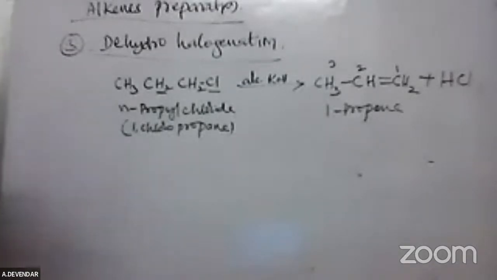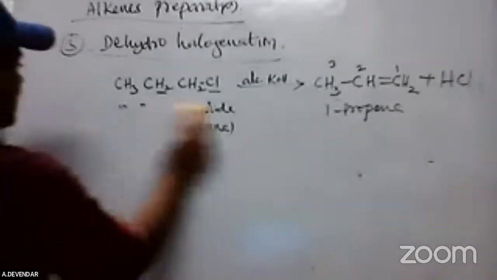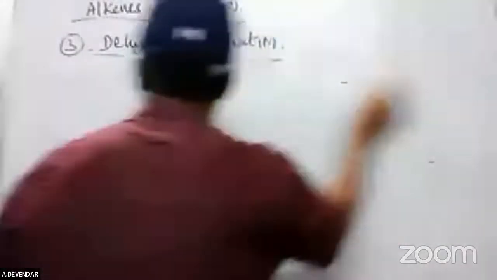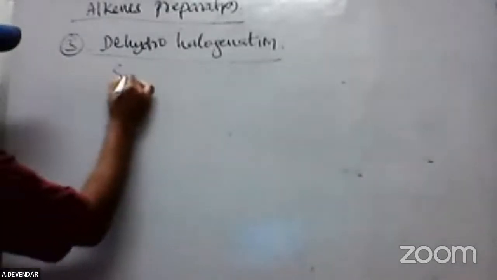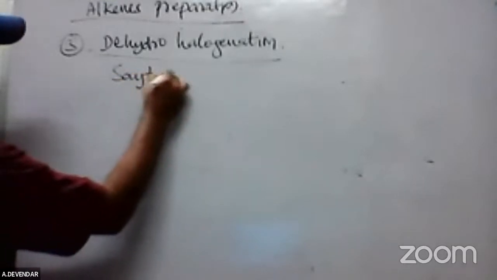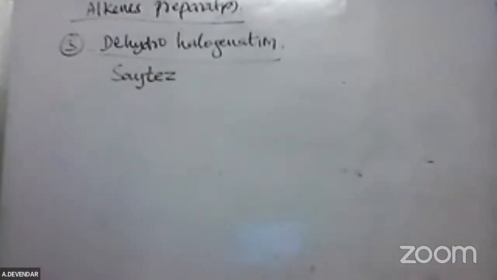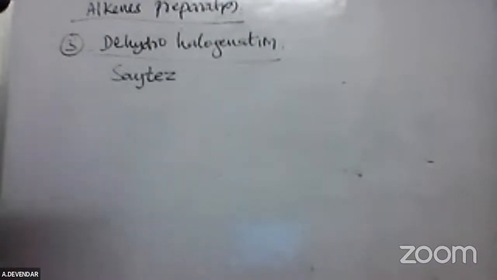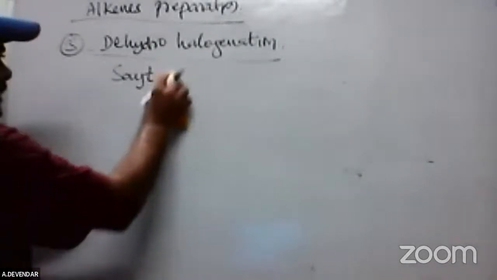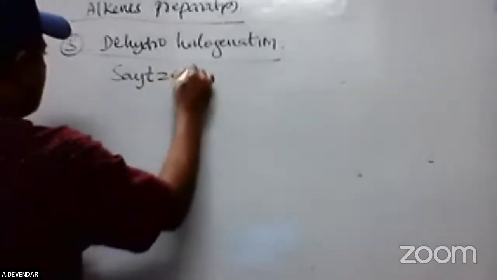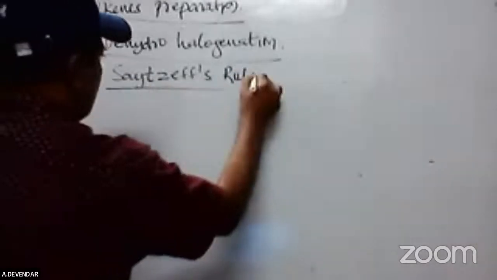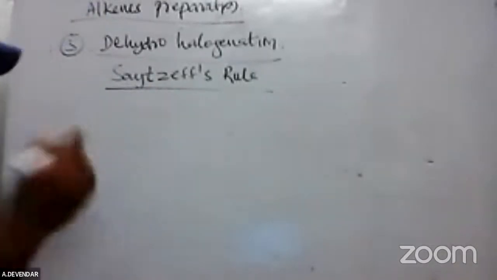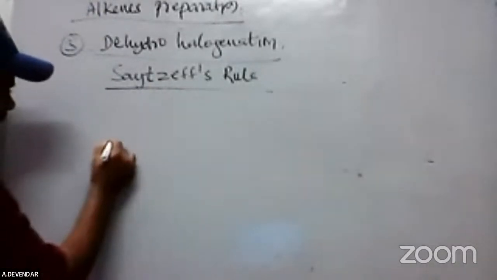So this is how dehydrohalogenation takes place. If the compound has different positions, that is explained by the Saytzeff rule. I will explain what the Saytzeff rule is. In examinations they ask the Saytzeff rule separately for 5 marks. What is the Saytzeff rule? Before that, I will explain with an example.